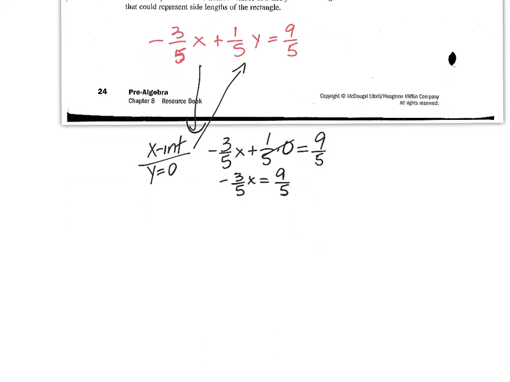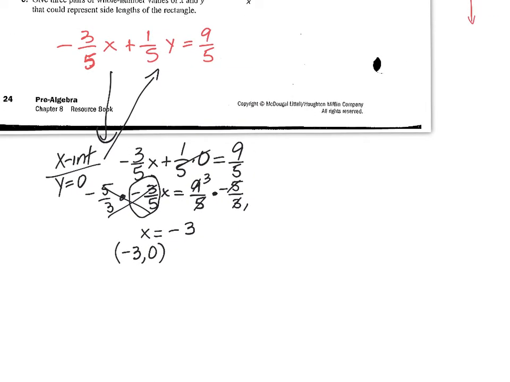In order to get x by itself, we're going to multiply both sides by the reciprocal. The reciprocal of -3/5 is -5/3. These cancel, and x is going to equal, well, that cancels with that. Positive times a negative is a negative. 3 goes into 9 3 times, and we get -3. So this ordered pair, if I were to graph them, the x value is -3, my y value is 0.